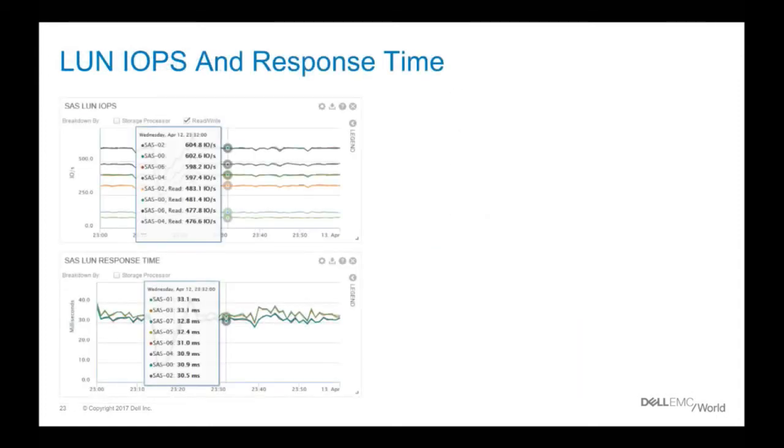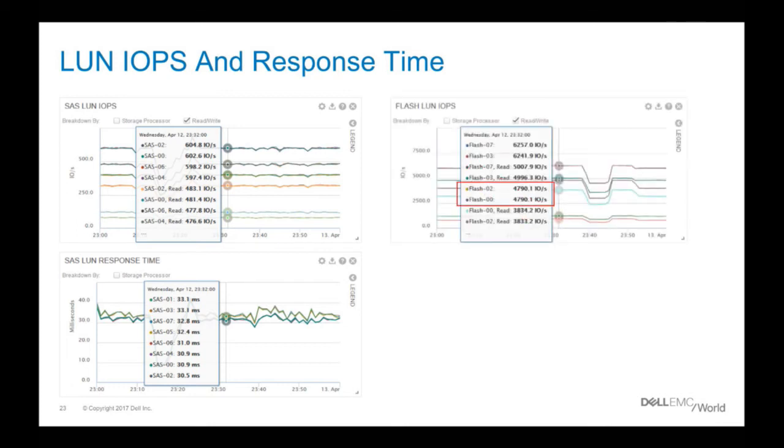First look at the SAS LUN IOPS, and we don't see much change there. Also the response time, there might be some effect on response time because of the available SP utilization. But when we look at the flash LUN IOPS, we can see that the targeted LUNs that the profile was set against are running at 4,790 at this data point, so it's very close to the target 4,800. But we can also observe that the other LUNs that were not targeted with this profile are still able to maintain a higher level of IOPS than the limit applied to the targeted LUNs.